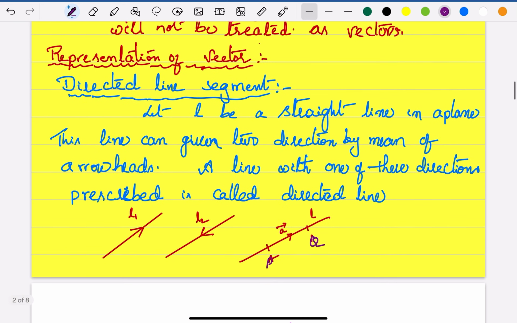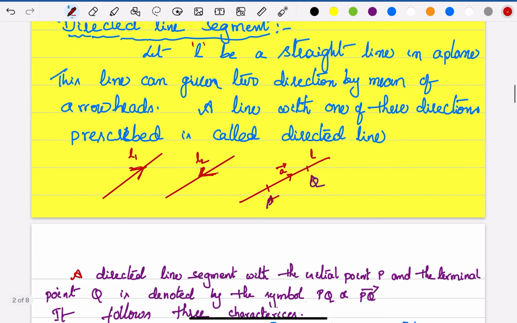Representation of a vector: directed line segment. Let L be a straight line in a plane. The line can be given two directions by means of arrowheads. A line with one of the directions prescribed is called a directed line. L1 and L2 are the directed lines. And there are two points P and Q.